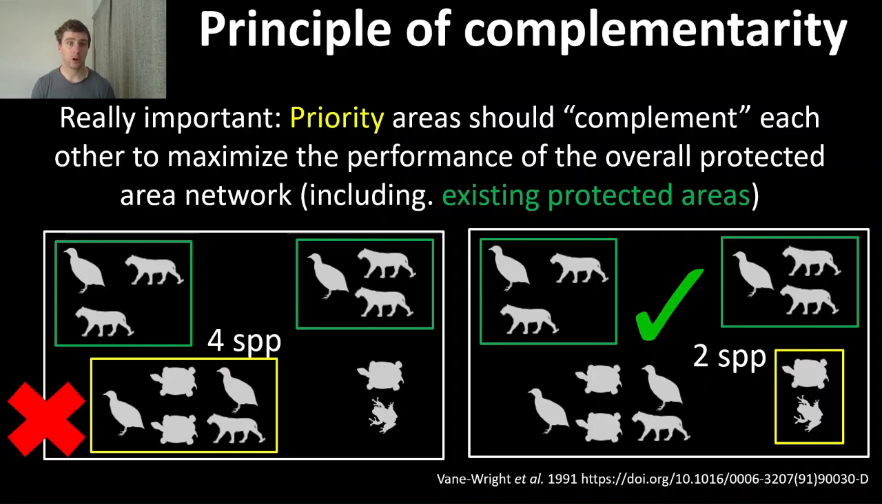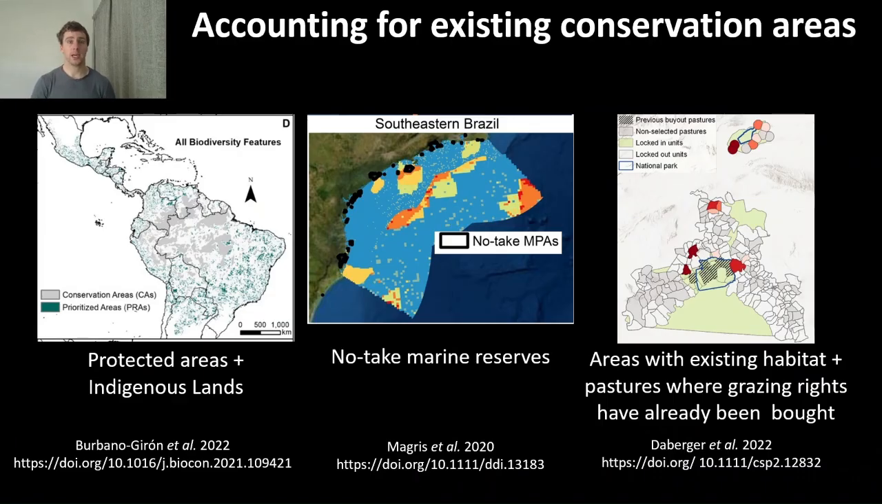So how do we account for complementarity? One way is to get good data on where existing conservation areas are and where existing conservation measures are happening. So you can obtain data on where protected areas are currently, data on Indigenous lands. You can also get data on different kinds of reserve systems. So you might have some places that are managed as no-take marine reserves, and that might be really beneficial.